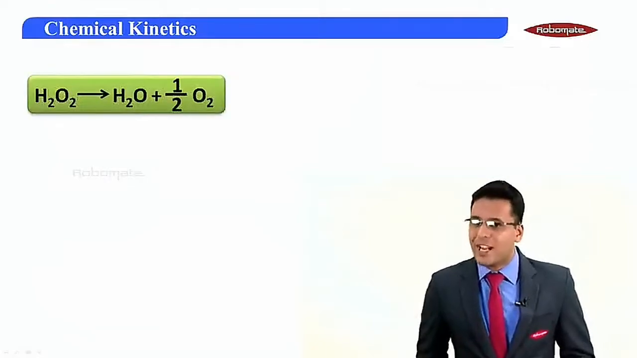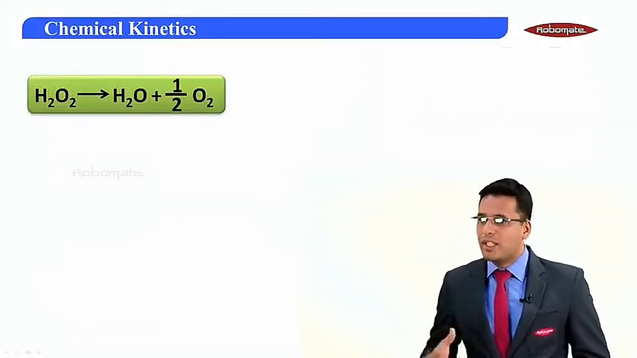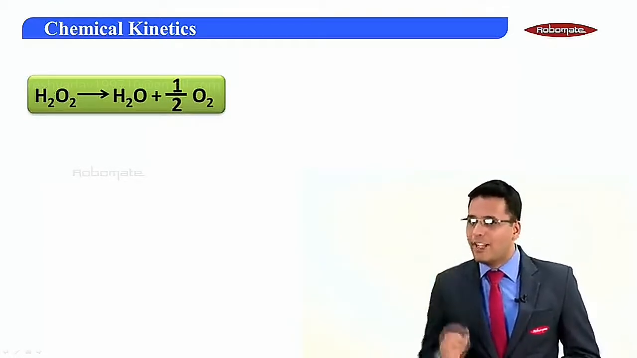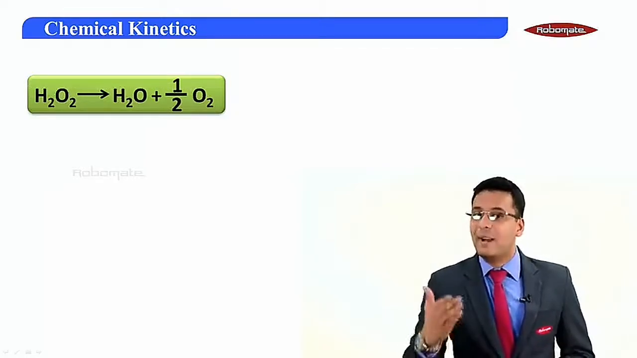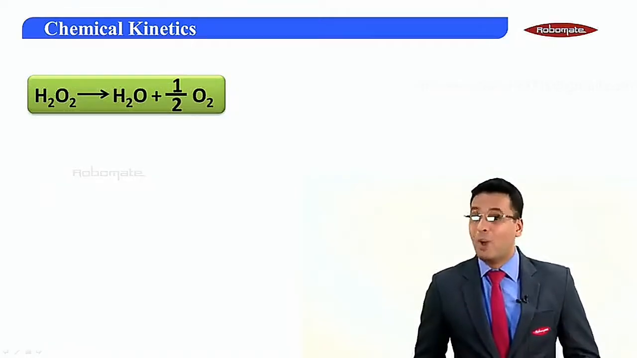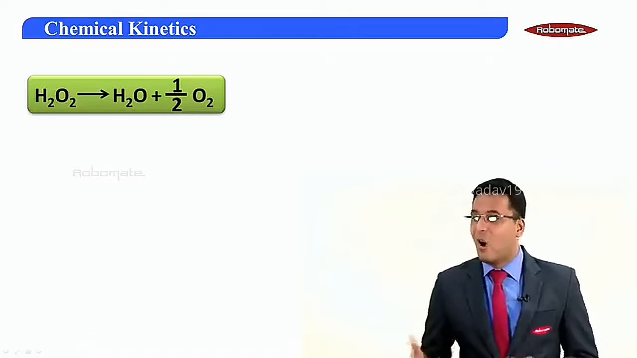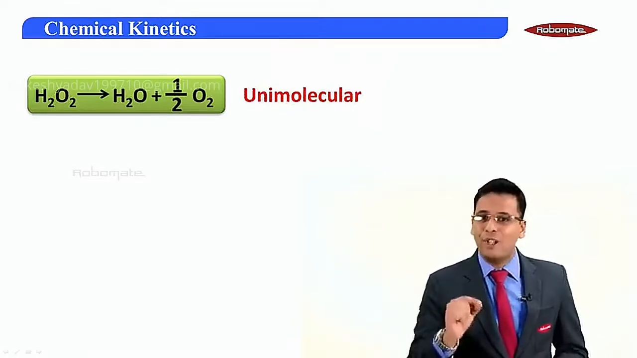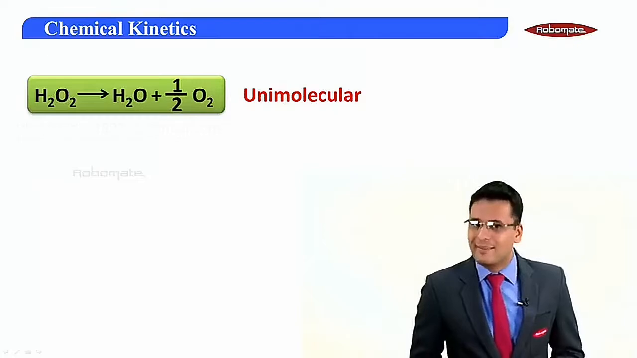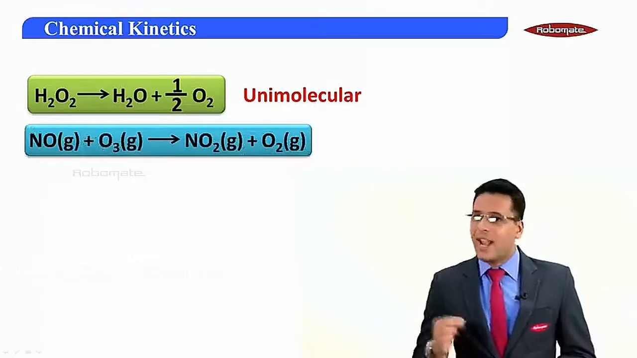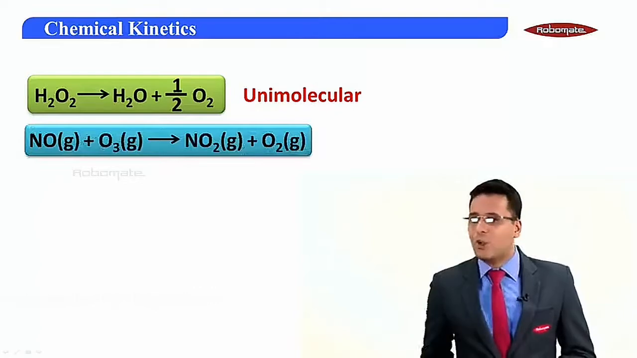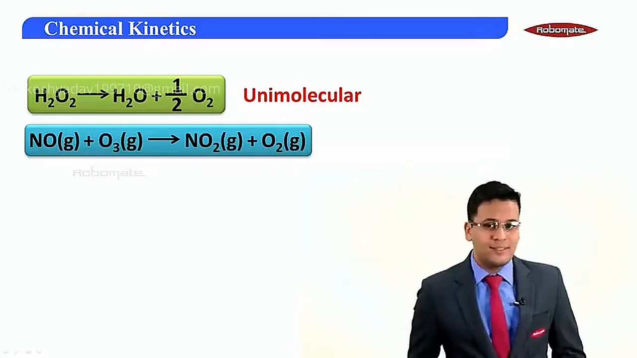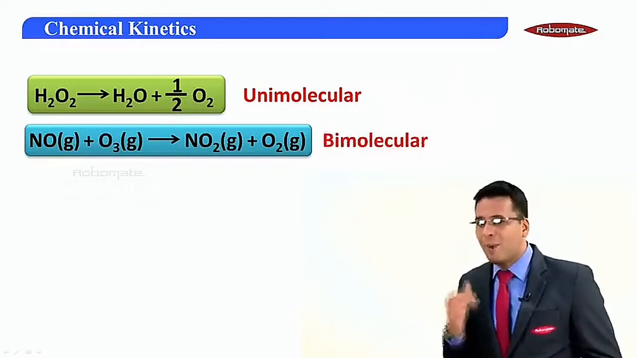So there we go, the first reaction. H2O2 giving H2O plus half O2. In this case, there's just one molecule of H2O2 which is bringing about the reaction. So I can say the molecularity is 1, or that it is a unimolecular reaction. Its molecularity is 1, so we call it unimolecular. For this reaction, NO and O3, that is 2 molecules are colliding simultaneously. So the molecularity also will be 2, which means that it's a bimolecular reaction.